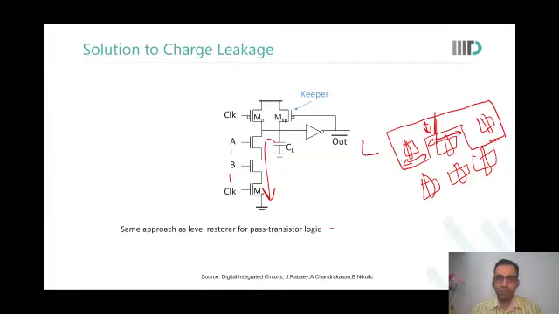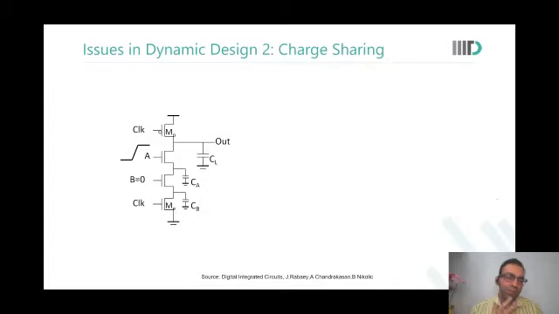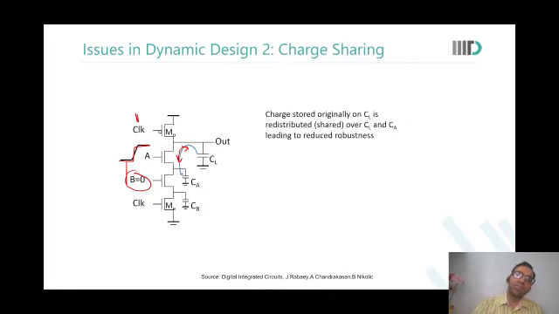Okay, sir. So another problem that happens. So till now we saw the leakage problem. Now consider this case. CLK is already 1, let us say. And now A goes to 1, B remains at 0. What happens? CL will charge CA. There will be charge redistribution between CL and CA. And what does this do to CL? So its logic level basically gets decreased. It will discharge and there's no way to recharge it back.